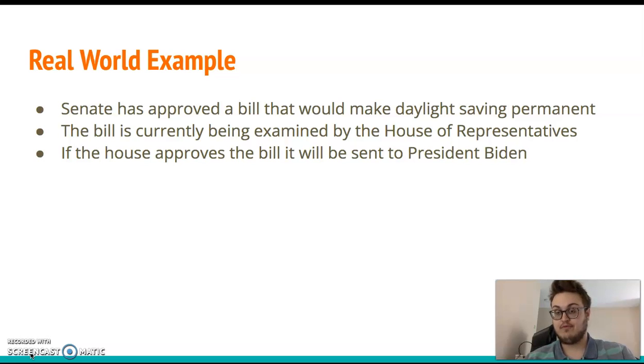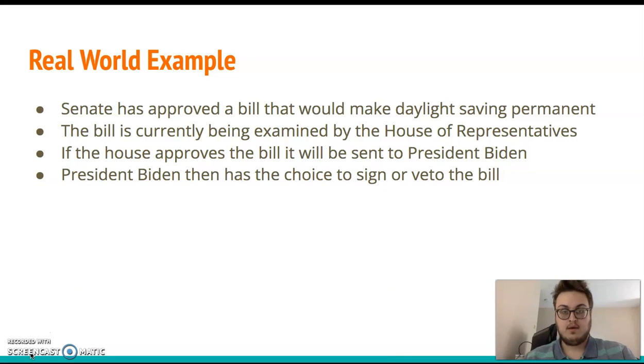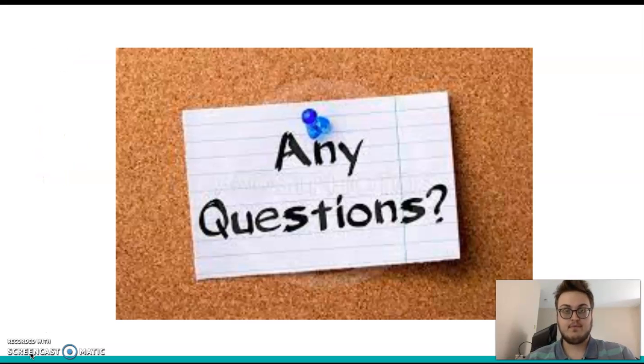If the House doesn't approve the bill, it will be sent back to the Senate, and they can, just as the President can if it's vetoed, rewrite it and then send it to the House again and see if they approve it. President Biden then has the choice to sign or veto the bill. If he signs the bill, it becomes permanent, no more daylight savings. If he vetoes, it goes back to Congress and the cycle starts over again.